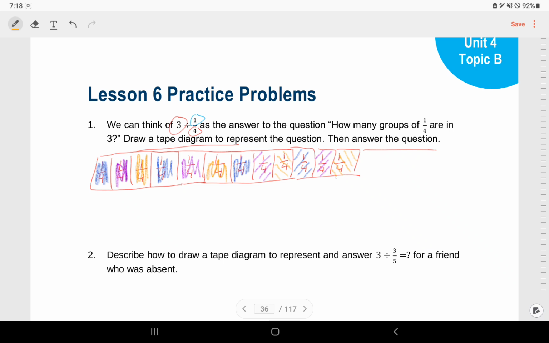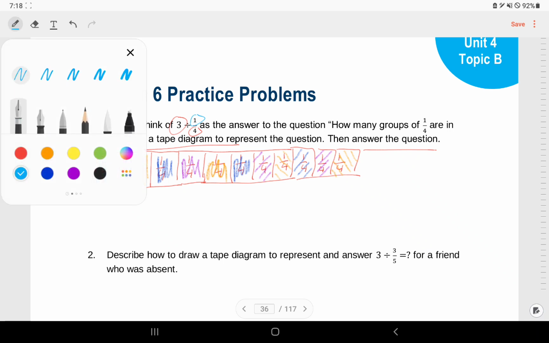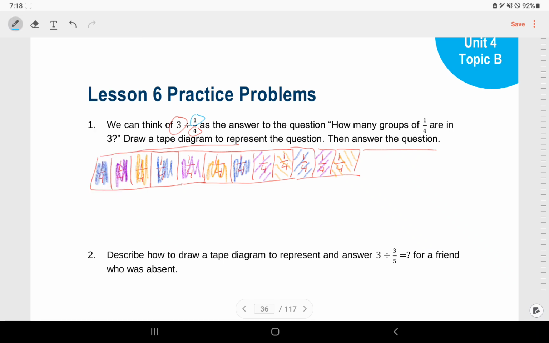And so then we look and we go, well, how many groupings did I have? Since I used different colors, I count the different colors. If you did a pattern, you count the times the pattern changed. So 1, 2, 3, 4, 5, 6, 7, 8, 9, 10, 11, 12. And so the answer to the question is 12. There are 12 groups. So 1/4 goes into 3 12 times.